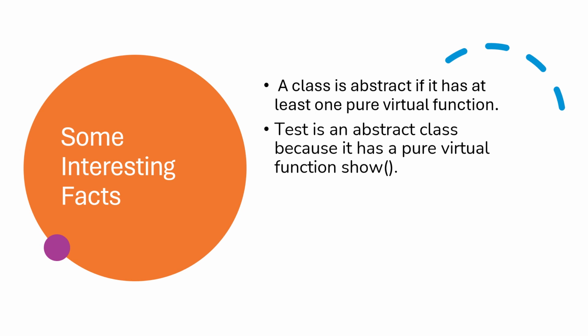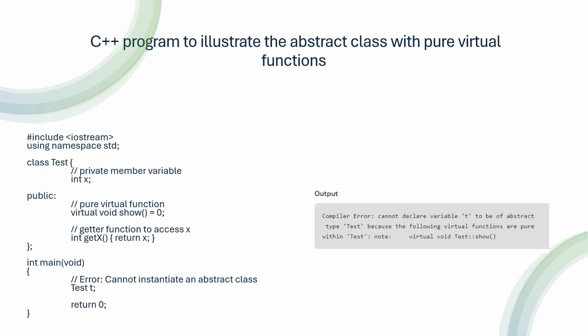There are some interesting facts. What are they? A class is abstract if it has at least one pure virtual function. Test is an abstract class because of its function void show. When we say it is a pure virtual function, there should be at least one pure virtual function in the abstract class. See here, the void show function is assigned to 0. This illustrates the abstract class with a pure virtual function.